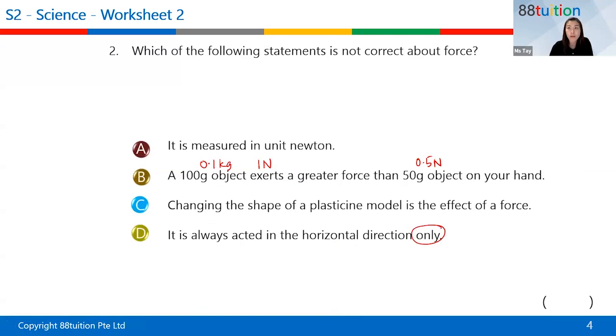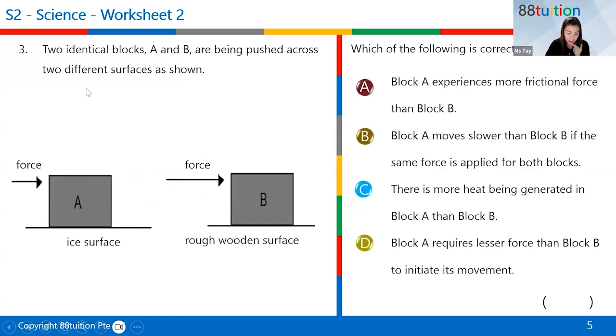Some of you said, yeah, the word only is a giveaway. Usually when you have a question with options that state only, that will not be our answer. That will be something that is not true. Okay, but in this case, we are looking out for a statement that's not true, and it's D. Okay, so gravity is a vertical pull. Yeah, forces can actually be exerted in all directions. That's true. Right. Question 3, very straightforward. Everybody got this right. Yeah.